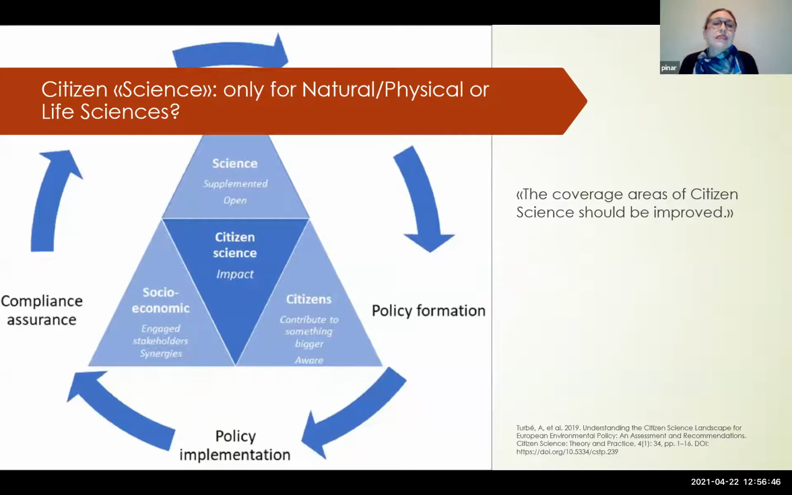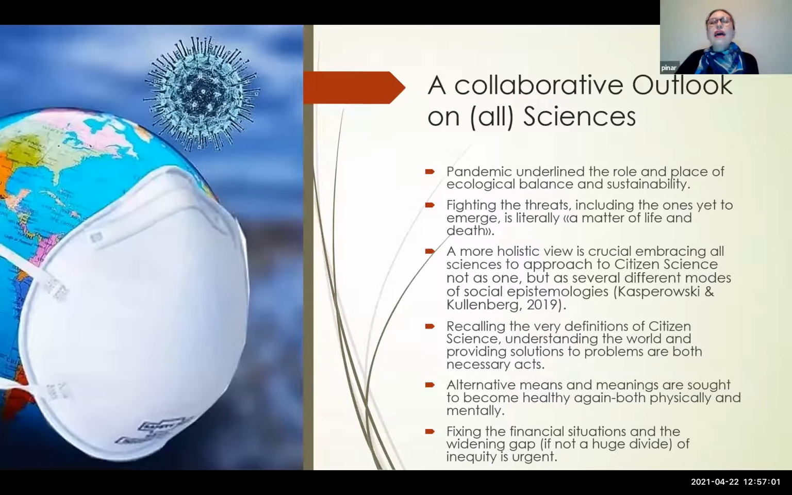Looking at citizen science again, we have different aspects, sides, and dimensions. The coverage areas for now are plentiful, but still we need to expand, the relevant researchers say. And with the pandemic, it is arguably visible that we need different solutions to the existing problems and the problems yet to emerge. Here, a more holistic view is important, they say. So citizen science, again, is very handy and helpful in this regard.